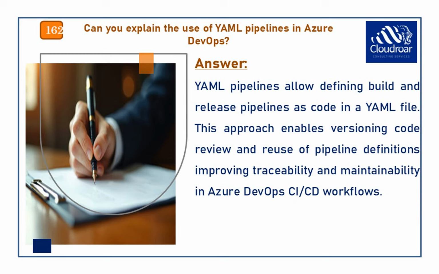Question 162. Can you explain the use of YAML pipelines in Azure DevOps? YAML pipelines allow defining build and release pipelines as code in a YAML file. This approach enables versioning, code review, and reuse of pipeline definitions, improving traceability and maintainability in Azure DevOps CI/CD workflows.